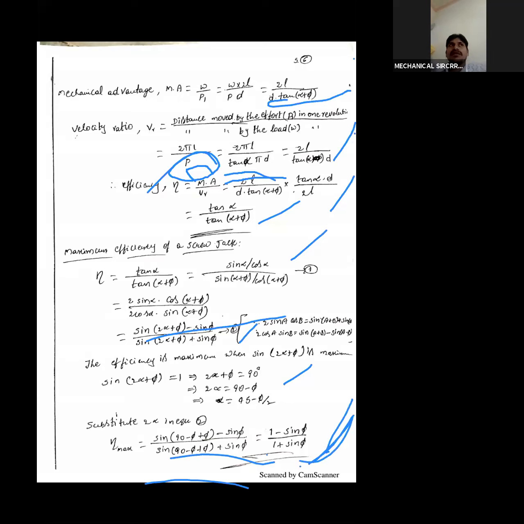It is very, very important from the competitive exams point of view. Many times they ask particularly about this formula: what is the maximum efficiency of a screw jack? It is 1 minus sine pi by 1 plus sine pi. So it is also very important.